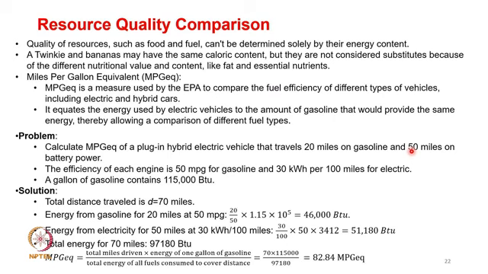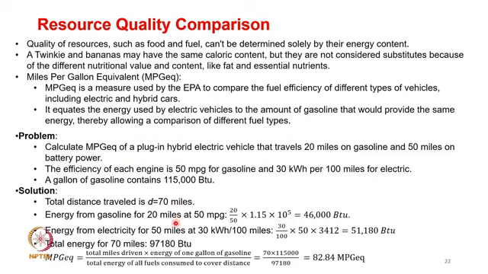let's look at certain calculations. Compute the MPG equivalent of a plug-in hybrid electric vehicle that travels 20 miles on gasoline and 50 miles on battery power. The efficiency of each engine is 50 mpg for gasoline and 30 kilowatt hour per 100 miles for electric. And of course, the conversion factor is 1 gallon of gasoline contains 115,000 BTU. So now let's look at how to compute it.